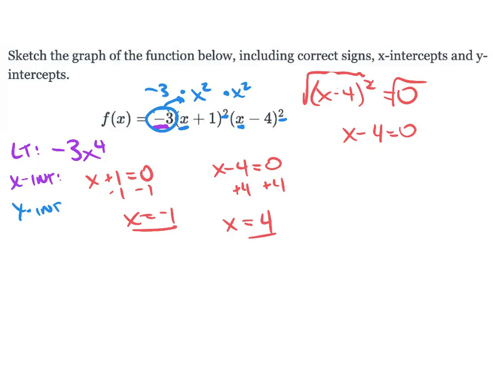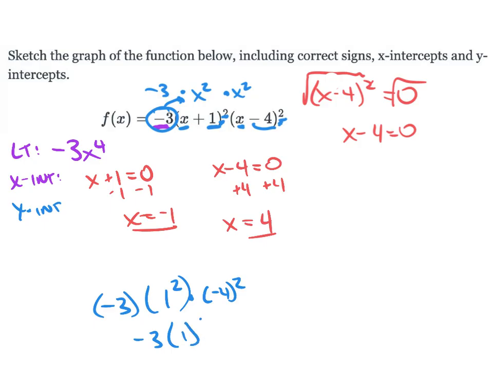And now for the y-intercept. For the y-intercept, you multiply your constants, but don't forget to square it. So it's 1 squared times negative 4 squared. But don't forget about the negative 3 out front. Most people will forget about that. So negative 3 times 1 times positive 16 equals negative 48. And that is my y-intercept. We will go ahead and sketch the graph on the next slide.